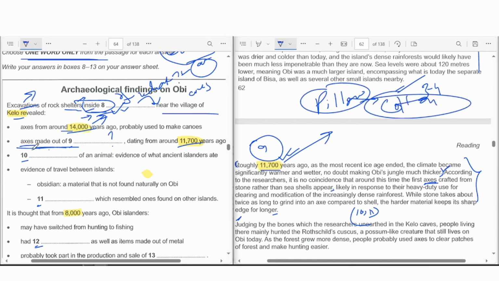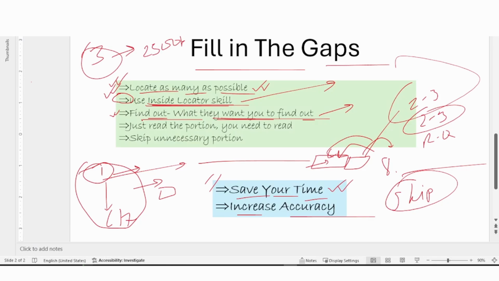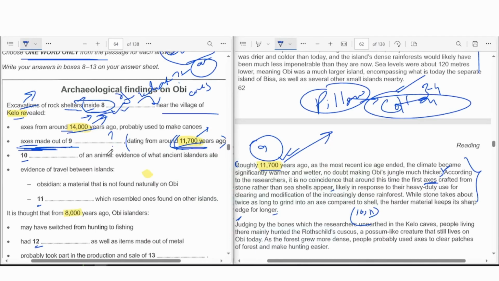So they are asking you what they made the access, and they have given you another piece of information to look into: dating from around 11,700 years ago. They're asking you before this time, not after. Maybe after this time, access is made out of something else. That is not our finding portion. So I am telling you again, it's very important to understand what they want you to find out. They're asking what access is made out of, but they're also giving you the information before this time. So after this time, what the access is made out of is not our attention point. Our attention point is before this time.